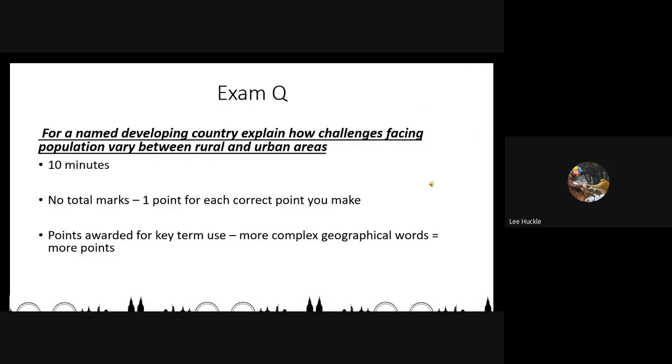You'd have then explored this exam question. So, for a named developing country, explain how challenges facing population vary between rural and urban areas. Now, you'd have either answered this in the lesson or you'd have done it at home. So, you'd have given yourself 10 minutes. We didn't give you any total marks for this one because we really want you to explore this in your own way, and then we'd have marked it together.